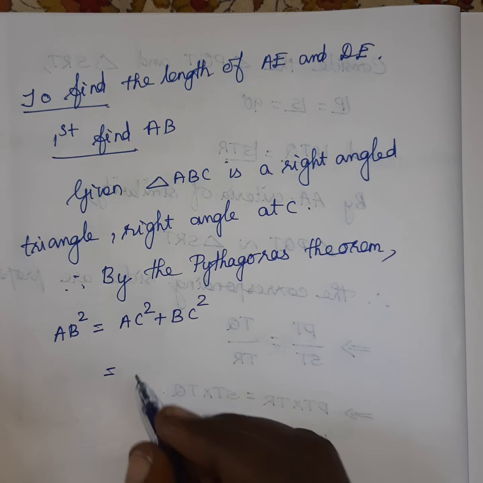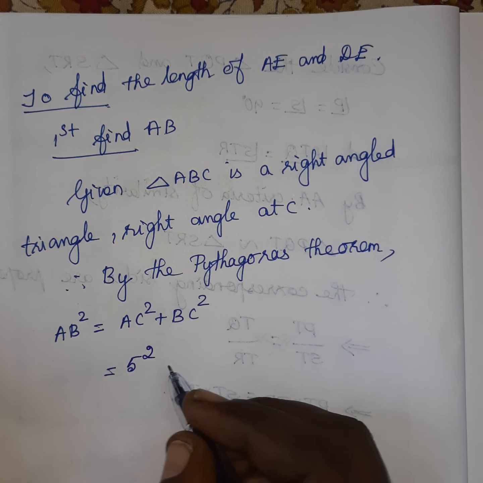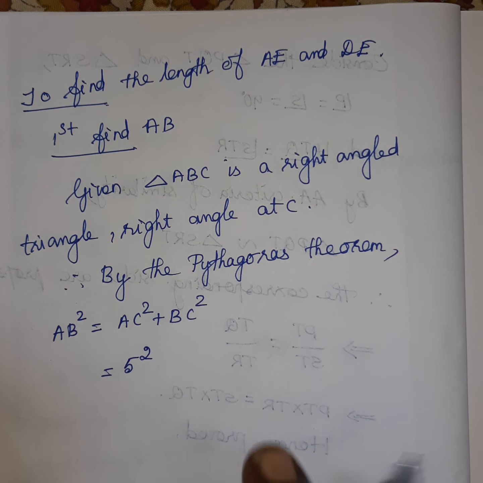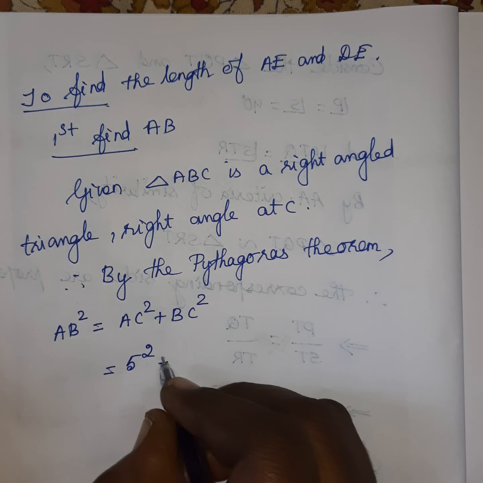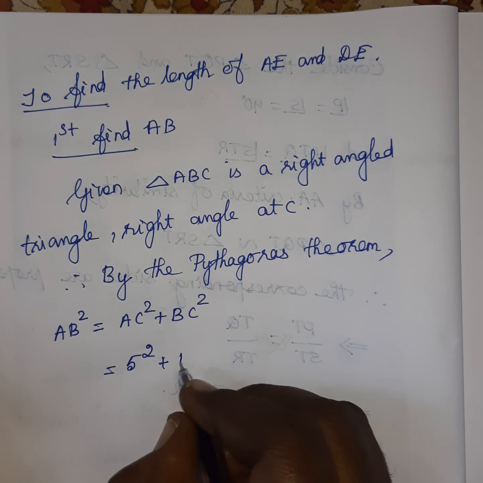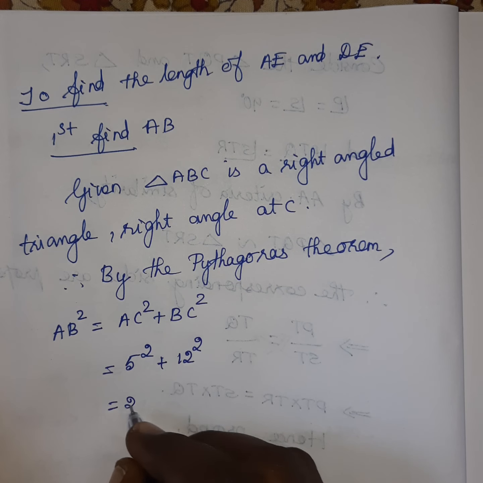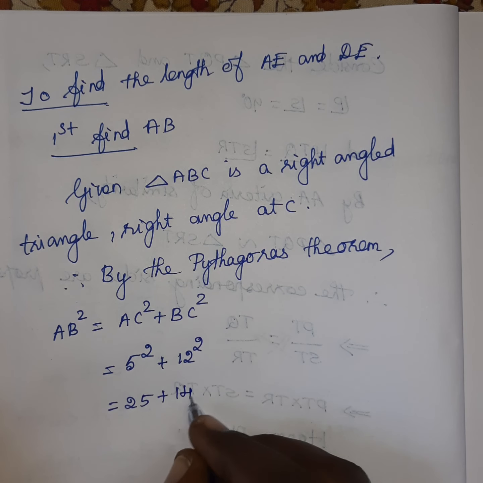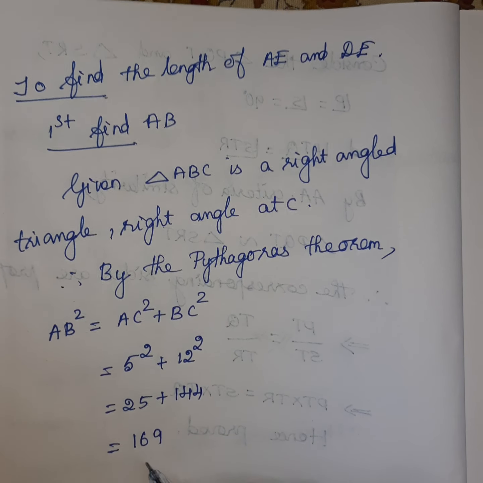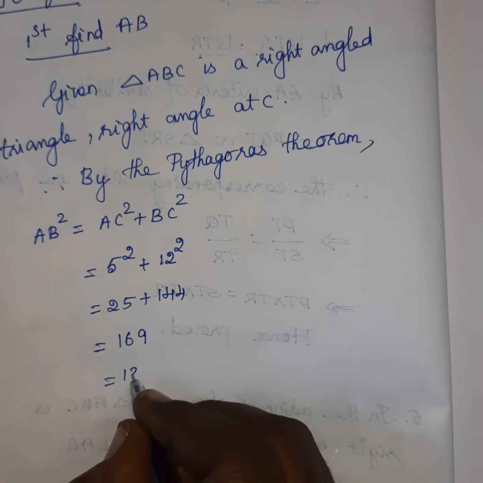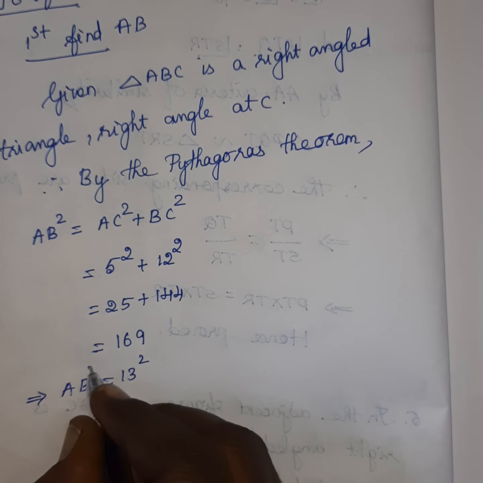What is the AC value? It is 5, so it is 5 square. How do we get 5? AD plus CD, it is 3 plus 2. Now BC value is 12, given directly, so 12 square. 5 square value is 25, 12 square value is 144. When you add these values, you will get 169. It is the 13 square value. So you get AB square is equal to 13 square.